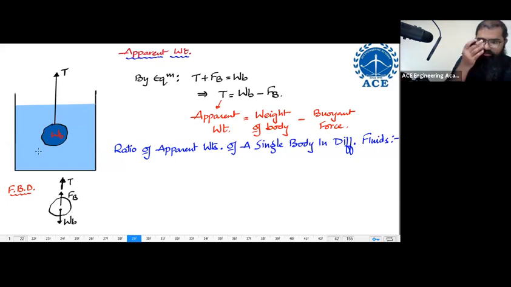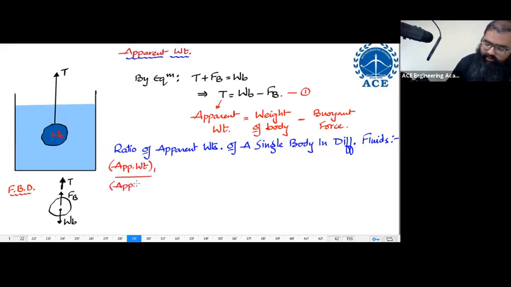So let us say, using this particular equation as our formula, equation 1, I can write over here: apparent weight in case 1 upon apparent weight in case 2 has to be equal to how much? It has to be equal to actual weight of the body minus force of buoyancy in case 1 upon actual weight of the body minus force of buoyancy in case 2.